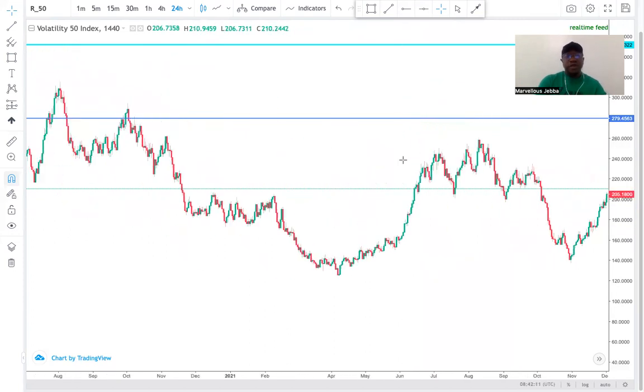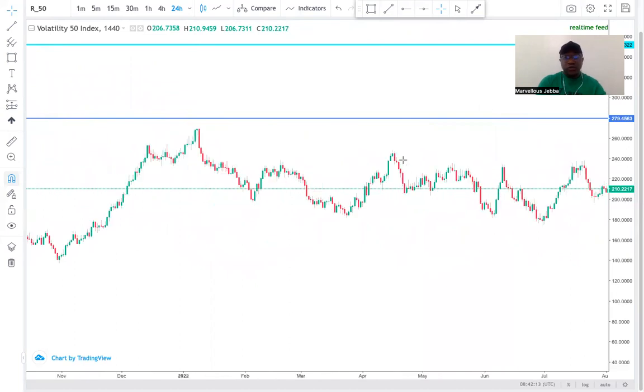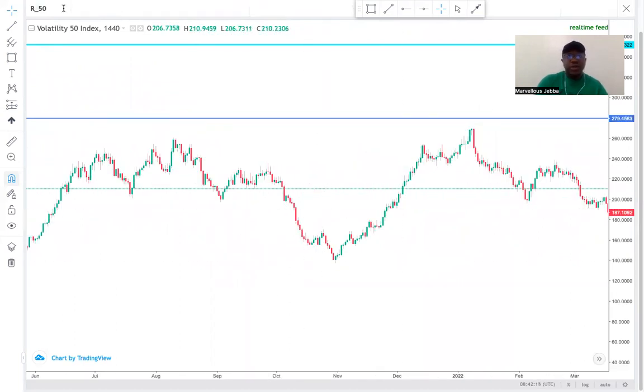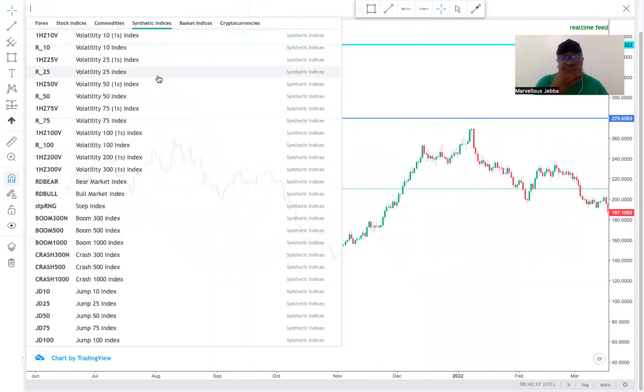Let's go for a buy. Let's look at the market and go for a buy. Let's go to another pair.